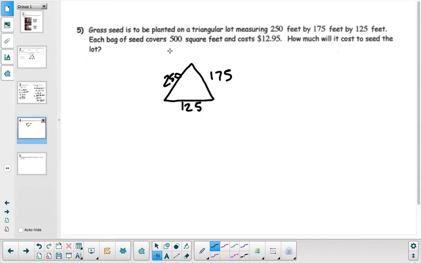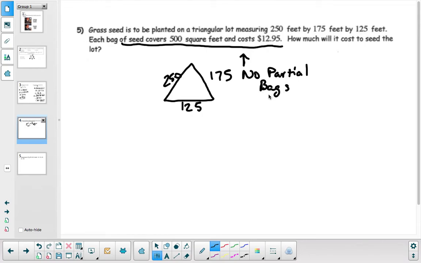The only other information is based off of how much a bag of seed covers. And we're going to assume that you can't buy partial bags. So at the very last step, we are going to have to round it up to the nearest whole number so we can make sure to have enough seed.